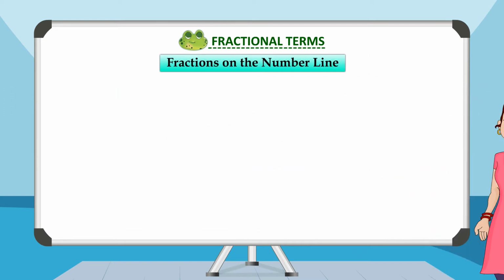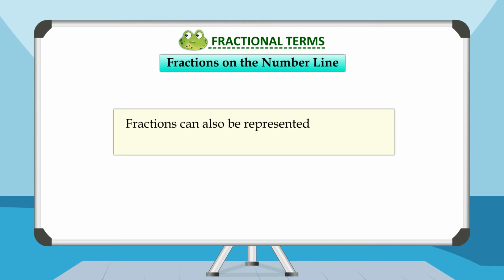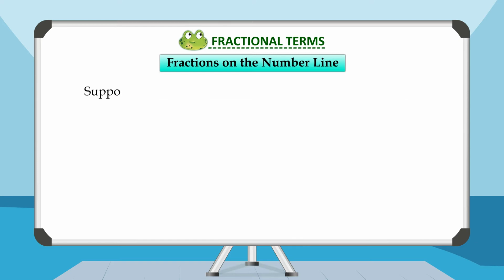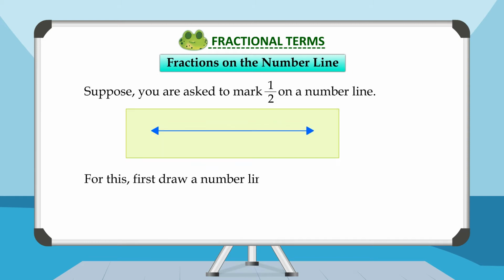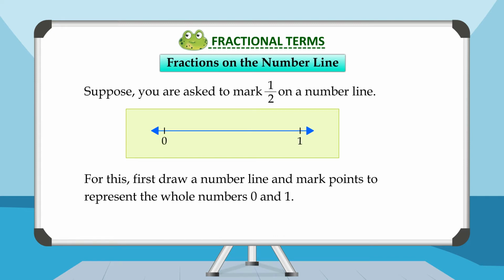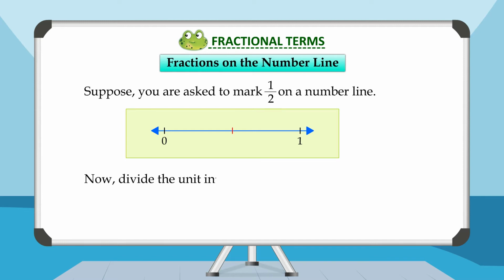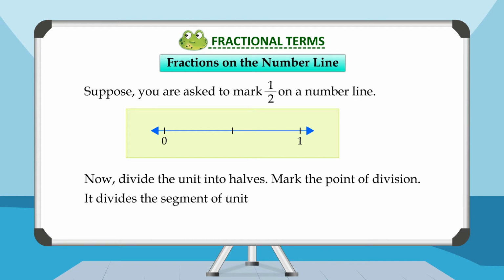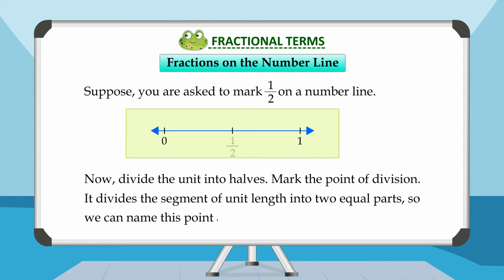Fractions on the number line. Fractions can also be represented by points on a number line like natural numbers. Suppose you are asked to mark 1 upon 2 on a number line. For this, first draw a number line and mark points to represent the whole numbers 0 and 1. Now, divide the unit into halves. Mark the point of division. It divides the segment of unit length into two equal parts. So, we can name this point as half, 1 upon 2.